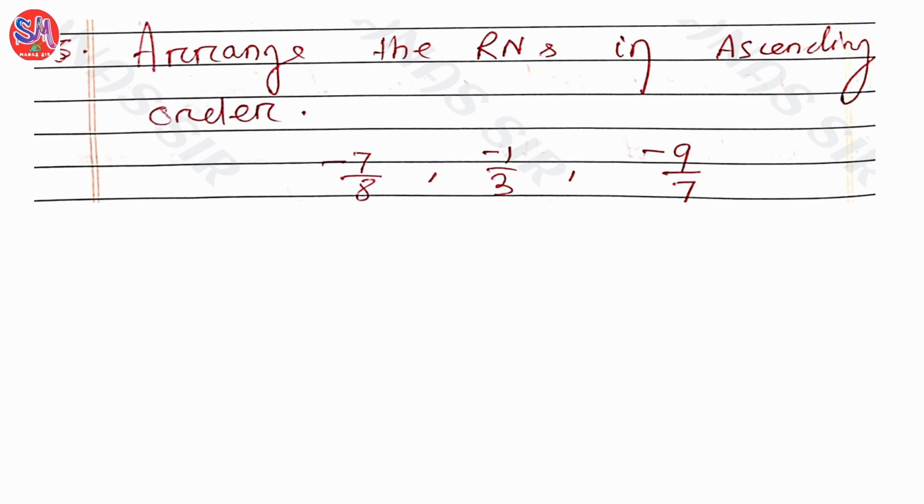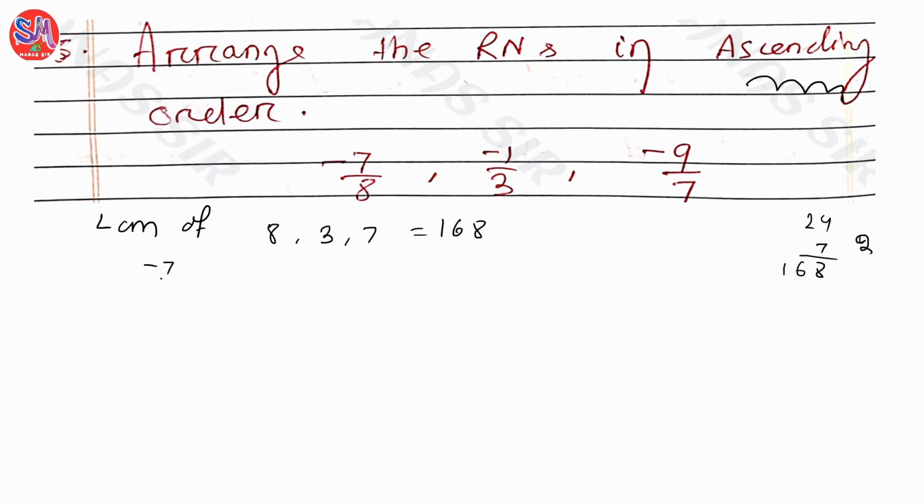Arrange the following rational numbers in ascending order. Ascending order means small to big. So first take the LCM of the denominators. So LCM of 8, 3, 7 equal to how much? Now 8 3s are 24, 7 4s are 28, 2 7s are 14, 16, that is 168.